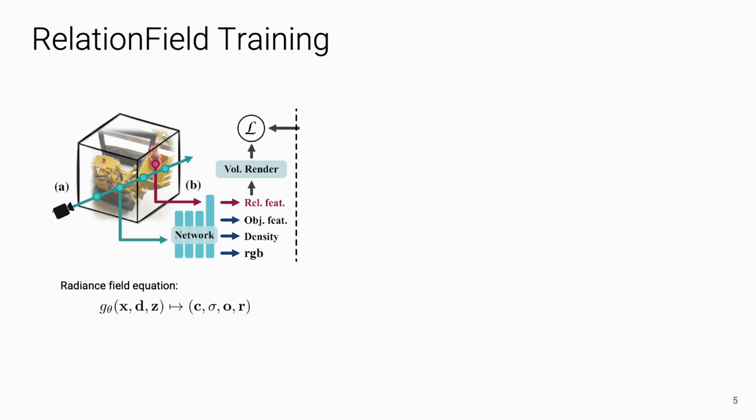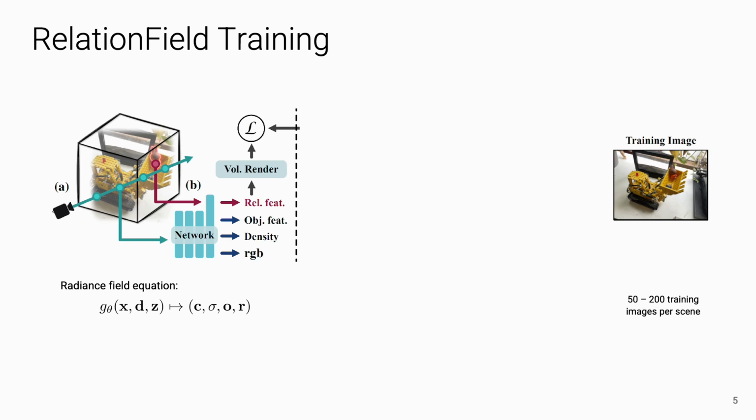To train RelationField, we follow standard NeRF practices. We shoot rays into 3D space from our camera viewpoint, but in our method, each ray includes an additional XYZ coordinate, specifying the relationship query. The neural network outputs RGB values, density, object features, and relationship features for each sampled ray, which we then render onto the image plane for supervision. Depending on the size and complexity of the scene, we typically require between 50 to 200 images for supervision.